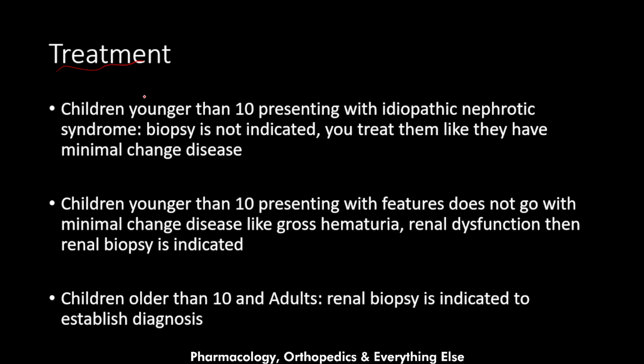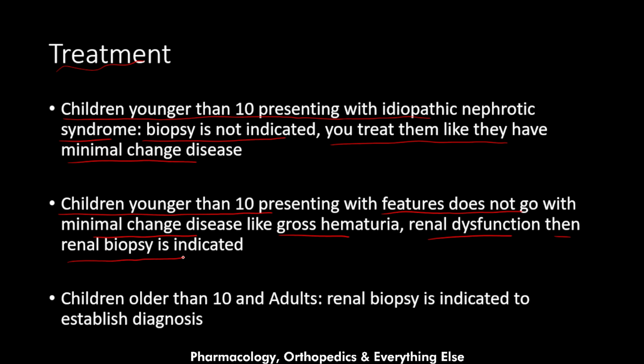Finally, let's talk about treatment. So for children younger than 10 presenting with idiopathic nephrotic syndrome, the biopsy is not indicated, and you treat them like they have minimal change disease. Because remember, the studies show that a lot of them have minimal change disease, so the biopsy is not indicated. Children younger than 10 presenting with features that do not go with minimal change disease, like gross hematuria or renal dysfunction, then renal biopsy is indicated. And for children older than 10 and adults, the renal biopsy is always indicated to establish the diagnosis.